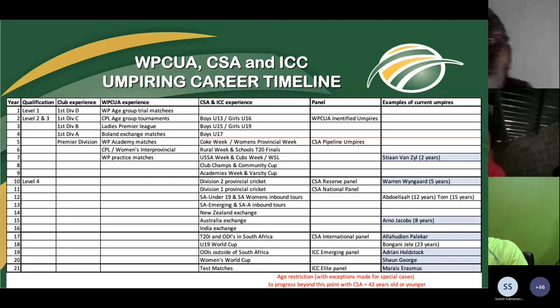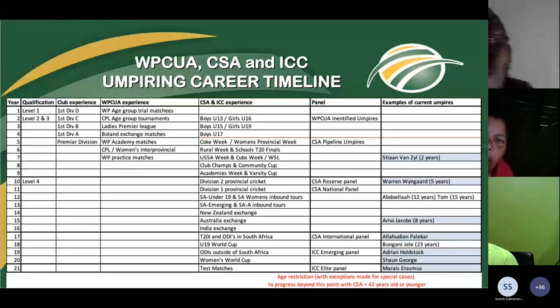Then Cricket South Africa will invite you to write your level four exams. Over the years, you would have upgraded your qualification from level one to level two, from level two to level three. You can do it within 1 year. You can do it within 2 years. You can do it within 3 years. Entirely up to you. You drive your own umpiring career. Level four is by invitation only.